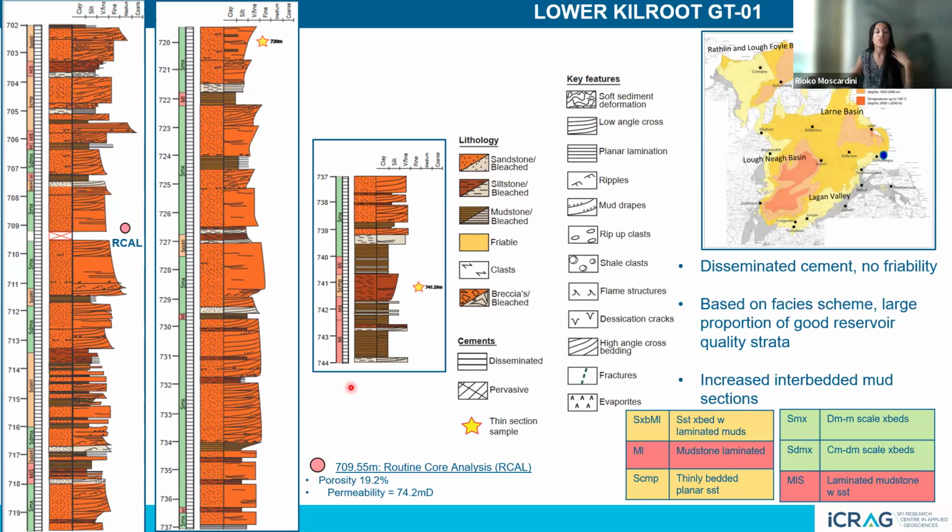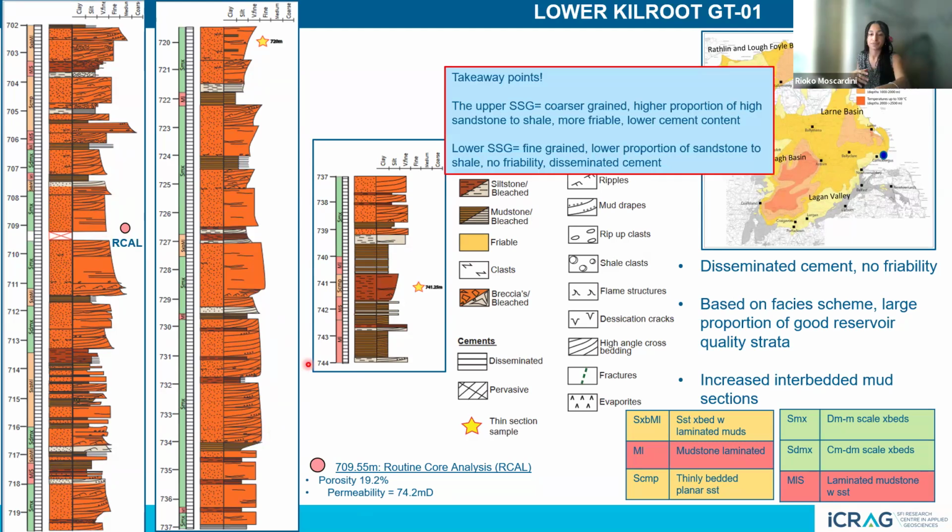However, there is still a good proportion of the facies associated with good permeability and porosities. And here they took an RCal, a routine core analysis, on a core plug, and we have some data for that. They got 19.2% porosity, which is great, and 74.2 millidarcies, and that was in the good facies section. So take a message from those two comparisons.